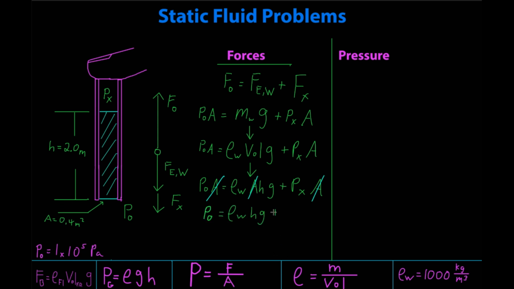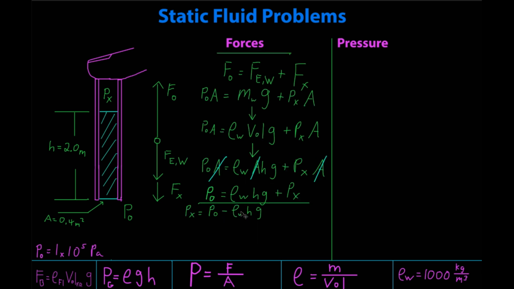I'm just going to rewrite what I have now, so I get pressure naught equals the density of the water times height times G plus pressure X. I'm just going to isolate pressure X now, which is pressure naught minus density times height times G. So pressure X equals 1 times 10 to the 5th pascals minus density of water times the height times G.